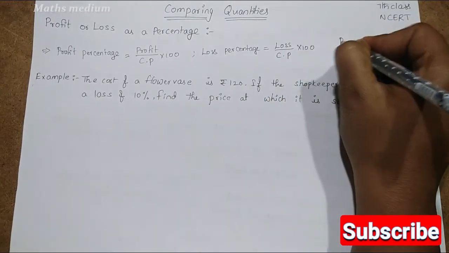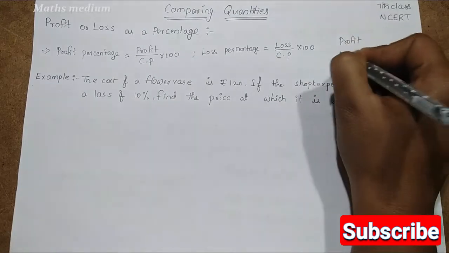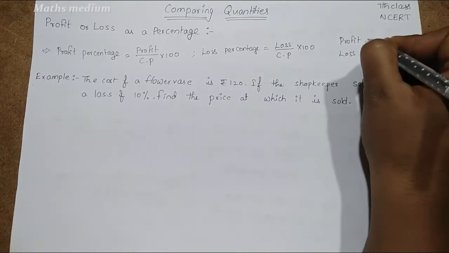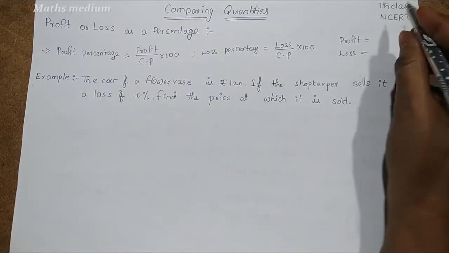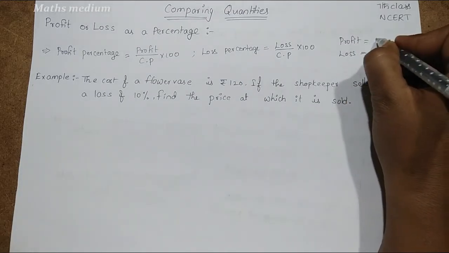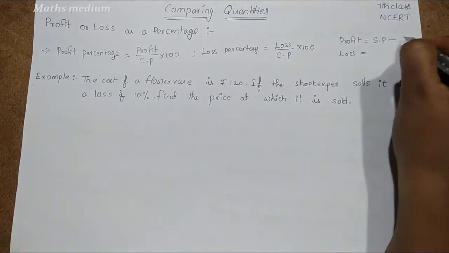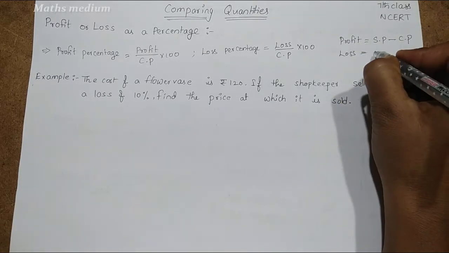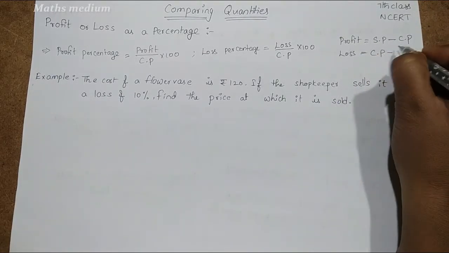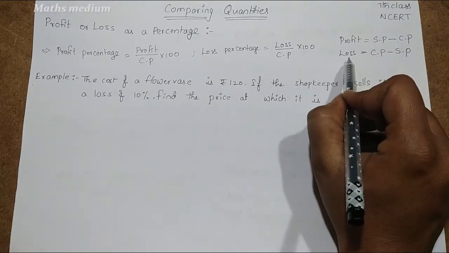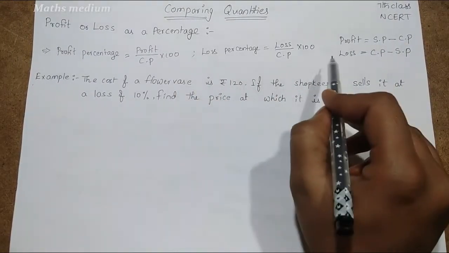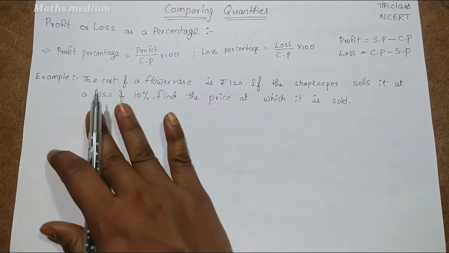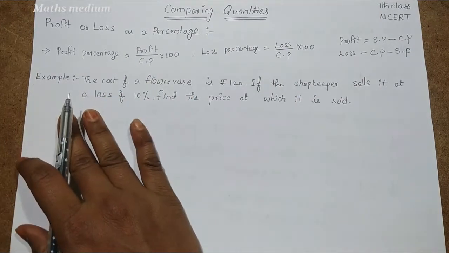Here we know that profit and loss are based on the cost price and selling price. If you get a profit, the selling price is more than the cost price, so SP minus CP. In a loss, the cost price is greater than the selling price. So by using these formulas we can get any solutions. Let's start with an example problem.